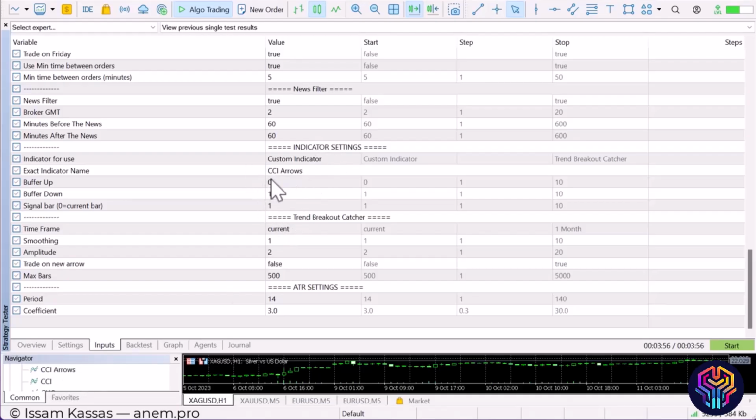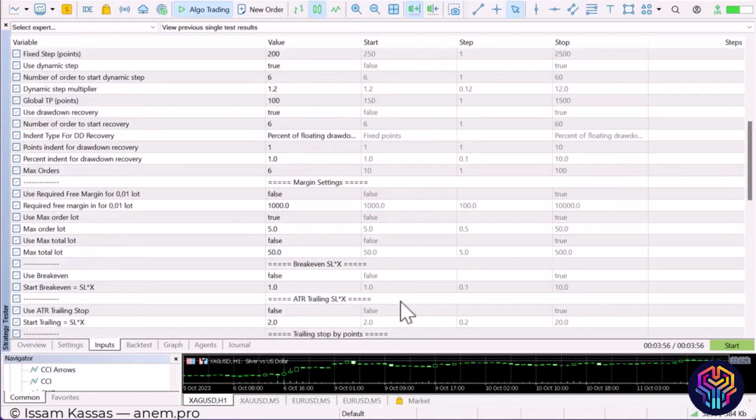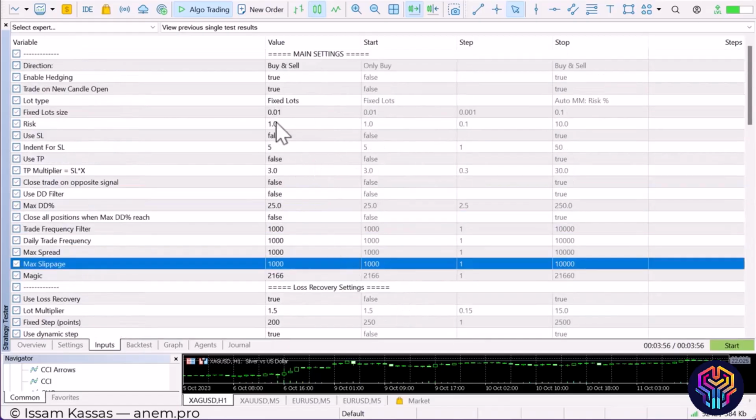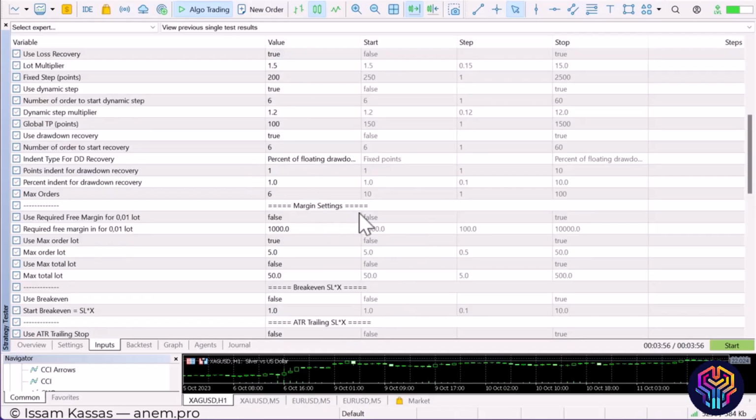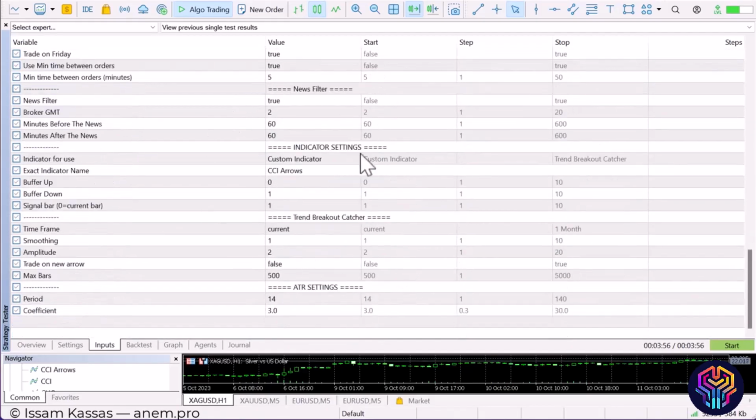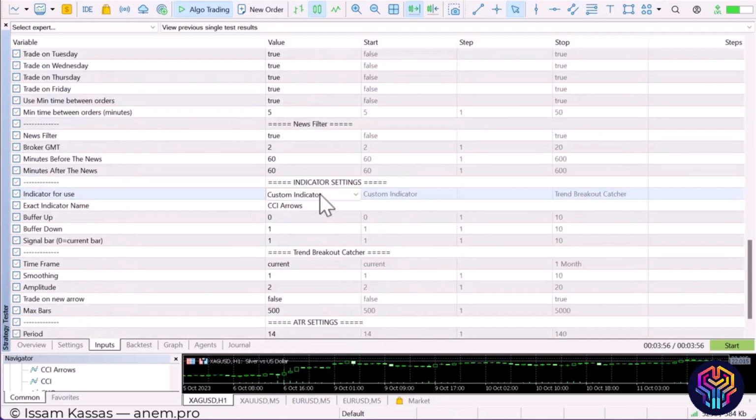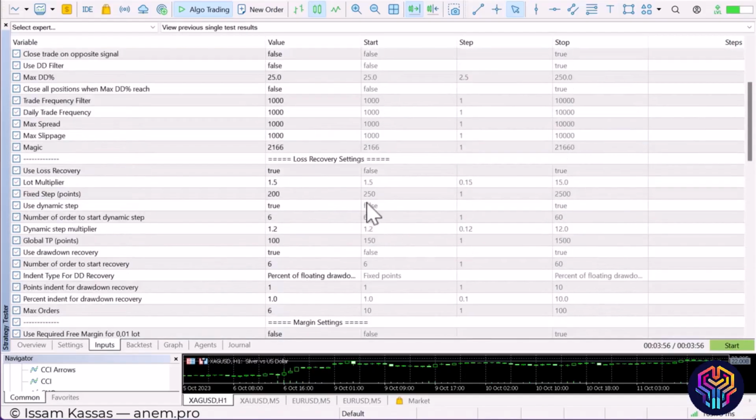Now, when the buffers happen, as I said, you can use the manual setup and set up the lot, stop loss, and take profits, or you can use the expert advisor version here, where you can take trades and take profits, and very quick profits as you go. And this setup is suitable for any kind of indicator, especially the trend following indicators, like I have the trend breakout catcher here. It's really good at catching trends, and when it catches that trend, it keeps on riding the trend, and whenever there is a problem with the trend or the price reverses against us, we use the loss recovery setting, and we also use the drawdown reduction.